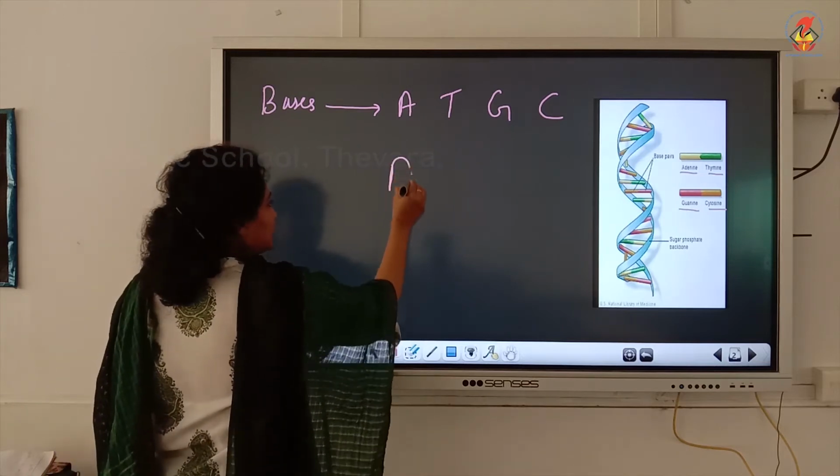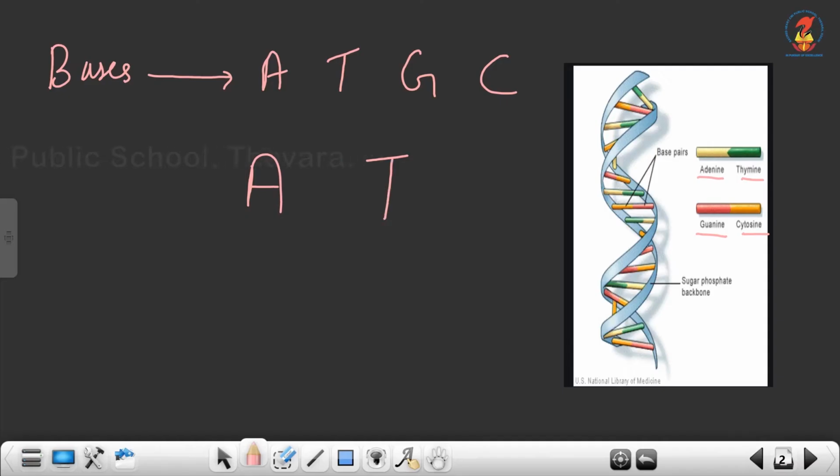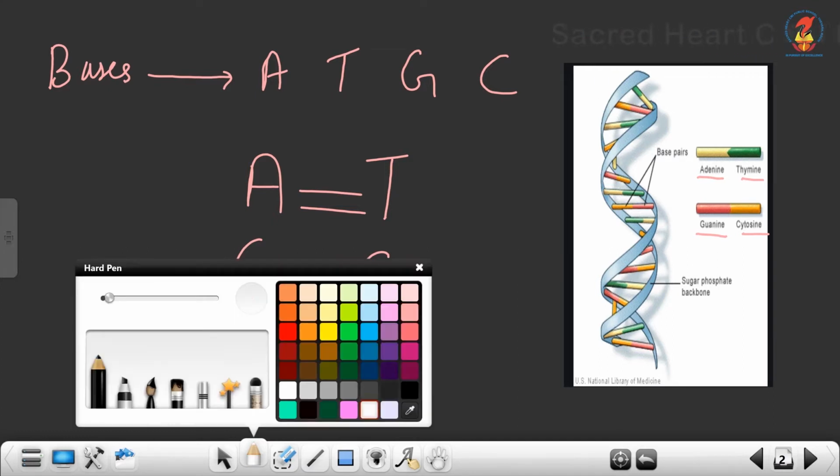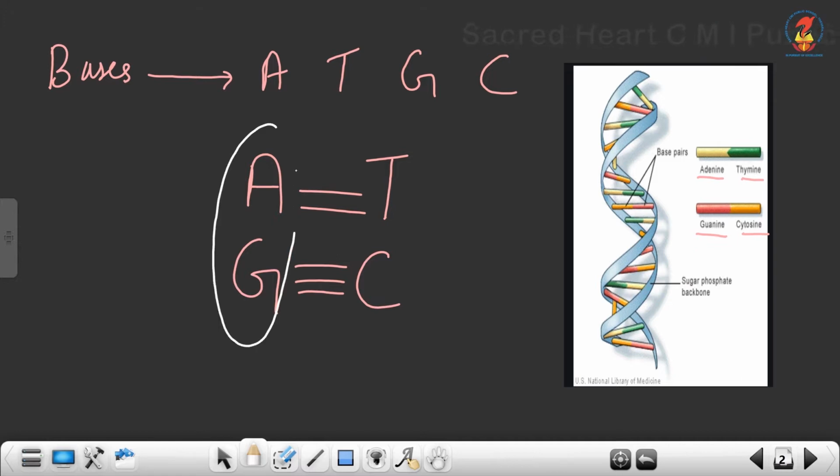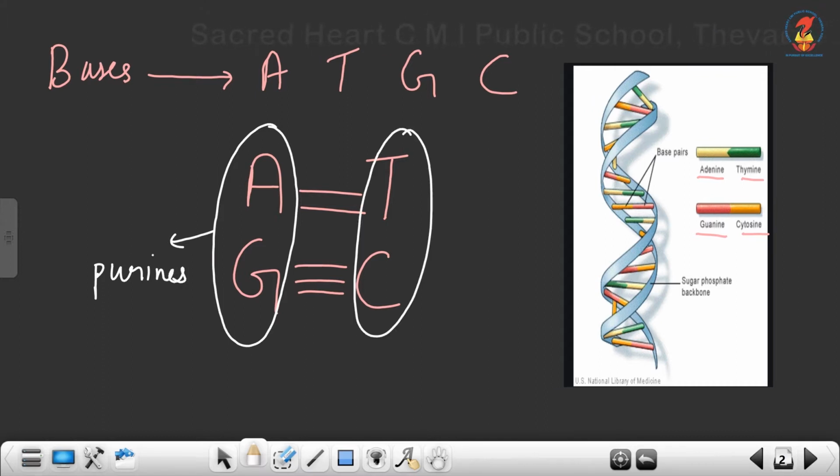And remember, adenine always pairs with thymine and vice versa. Thymine pairs with adenine by a double hydrogen bond. Similarly, guanine pairs with cytosine with a triple hydrogen bond, or vice versa. And remember some more terms to this. A and G are called purines. T and C are called pyrimidines.